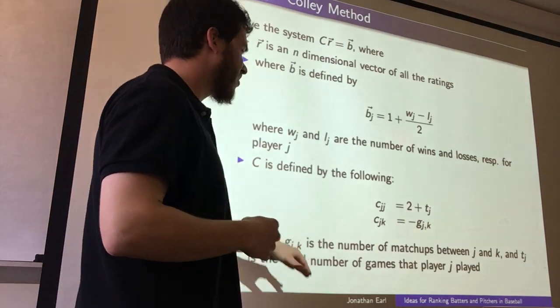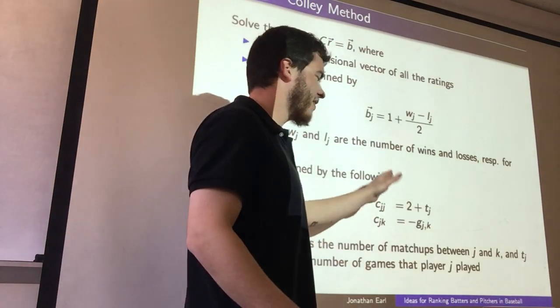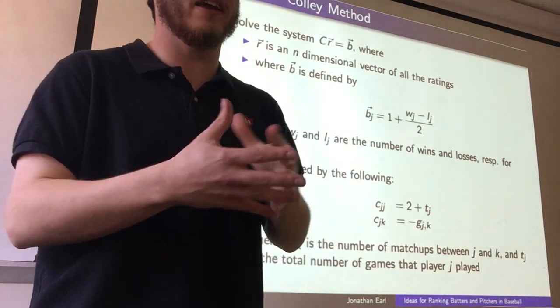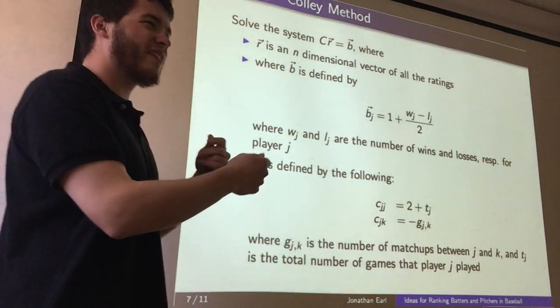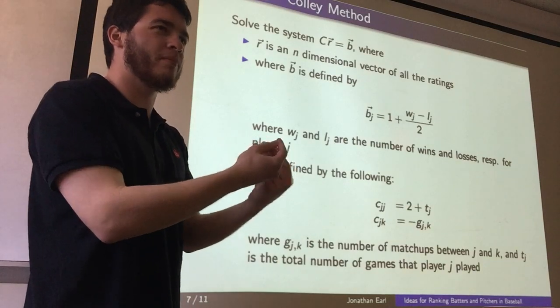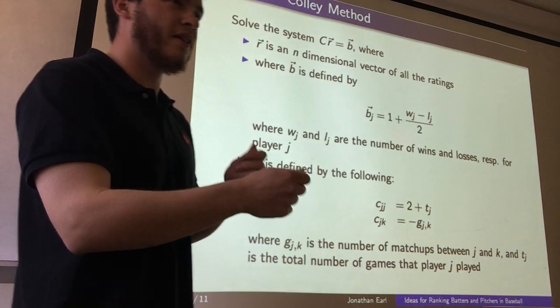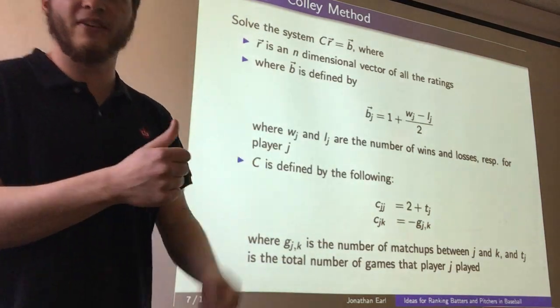And then I'm going to define the matrix C. On the diagonal, I'm going to take 2 plus the total number of games that a player is involved in, so in this case, matchups between common pitchers. And then the off-diagonal elements will be the negative of the number of times that j and k face each other.